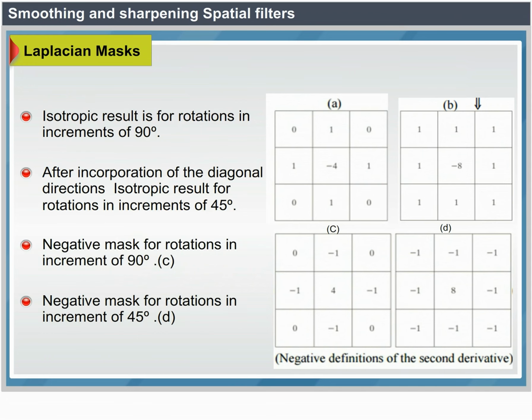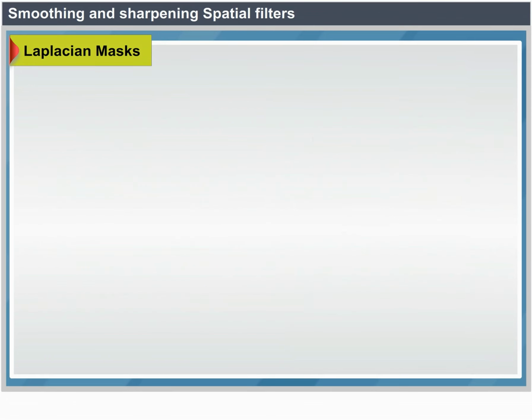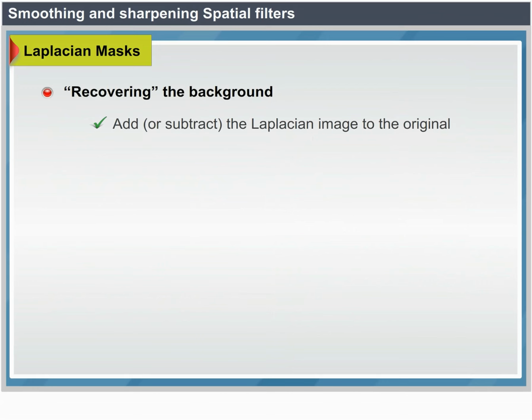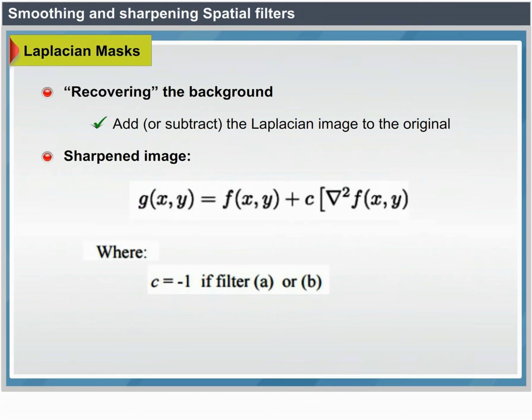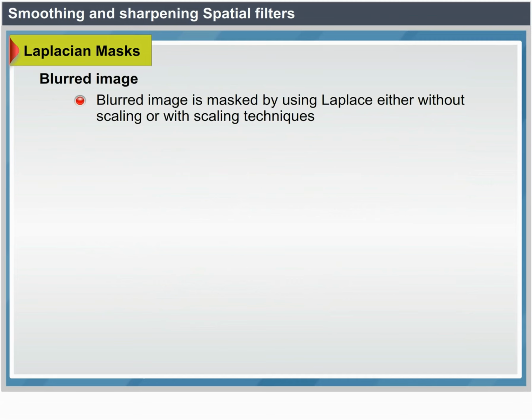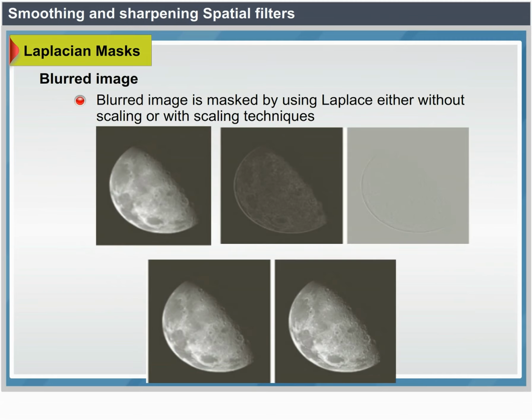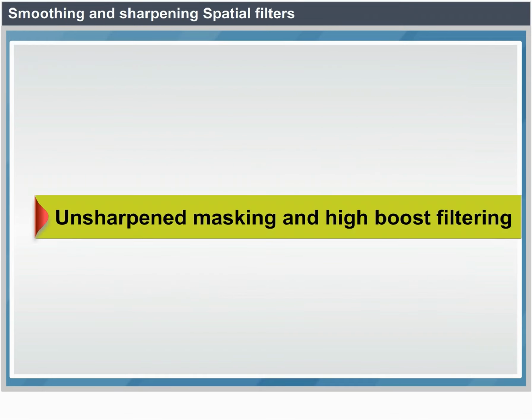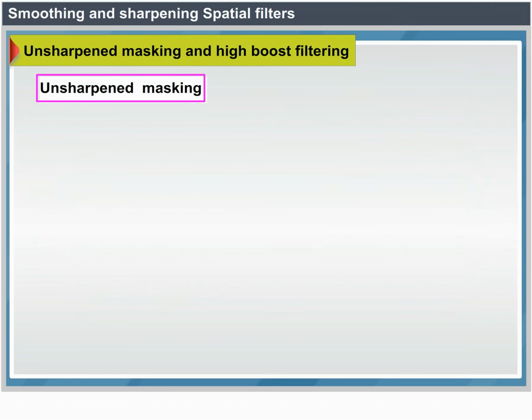Unsharp masking. Blur the original image f of x, y. Subtract the blurred image f-bar of x, y from the original; the result is called the mask. The equations are as shown on screen. Add the mask to the original. The equations are as shown on screen. Sharpening and smoothing images: in this image, we can distinguish sharpened and unsharpened images. Graph of blurred, unsharp and sharpened signals.